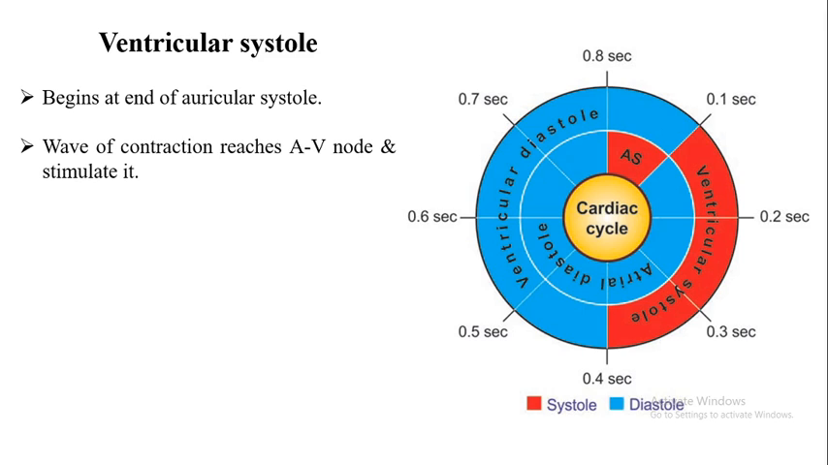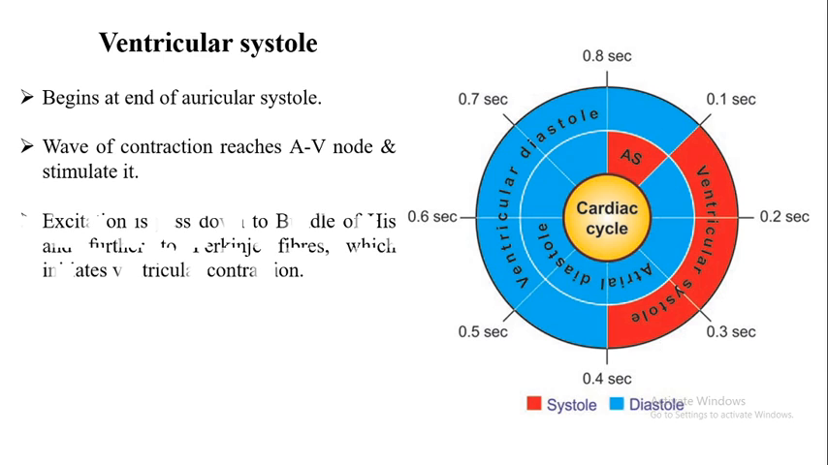The wave of contraction which is generated in SA node from right auricle was first distributed in auricle, and as a result the auricles contract during auricular systole. Now this wave has travelled down up to AV node, which is situated at the base of tricuspid valve. So that AV node is now stimulated, and this AV node then passes the wave of contraction down into bundle of His. This bundle of His then supplies the wave of contraction to Purkinje fiber, which later on initiates the ventricular contraction.